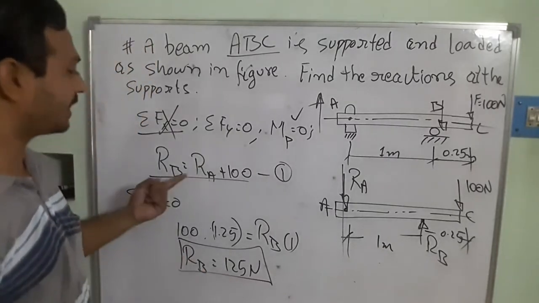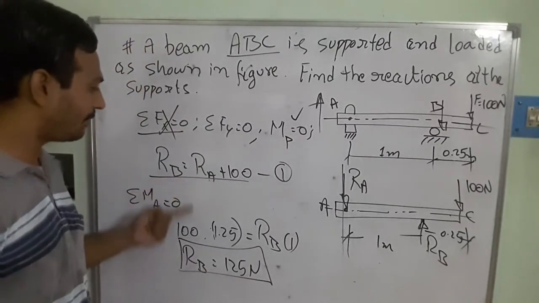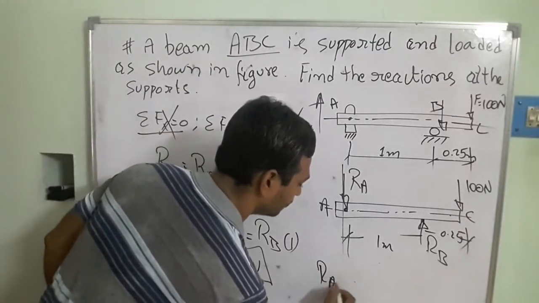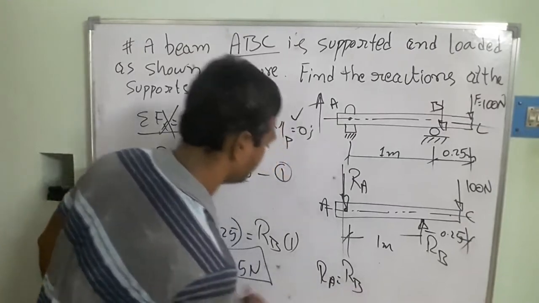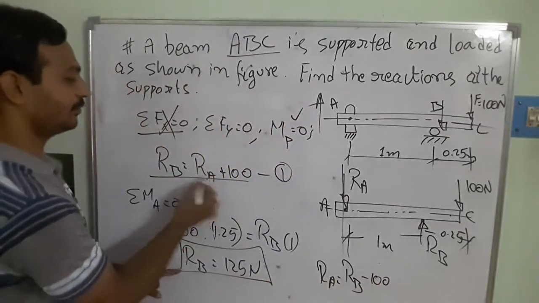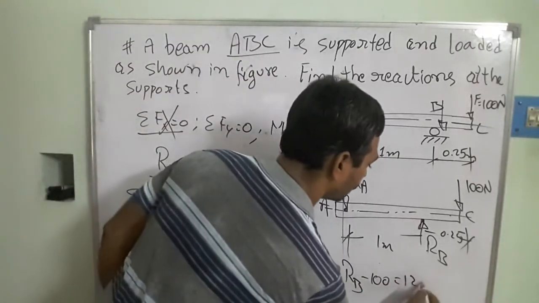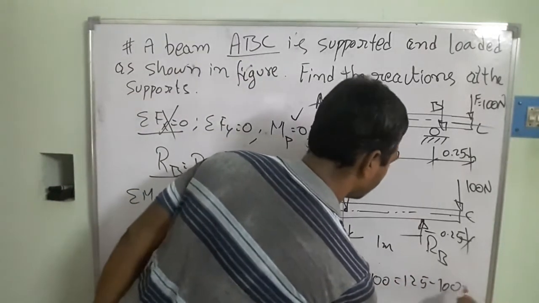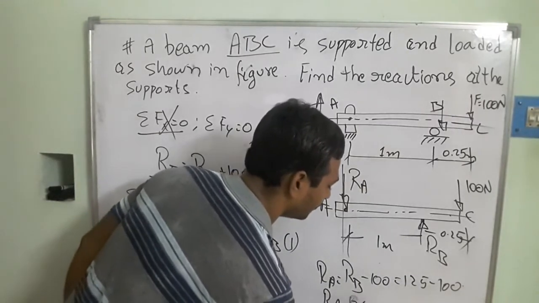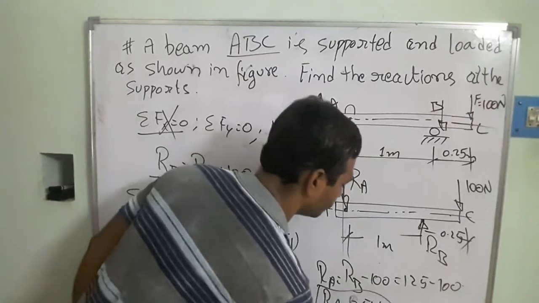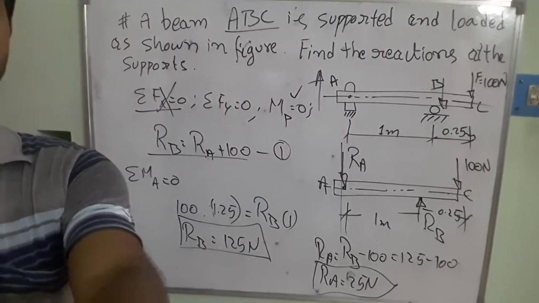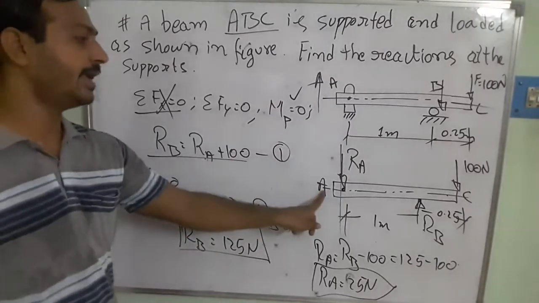When I substitute this in the equation, I will get RA. RA is equal to RB minus 1000. I am substituting RB in equation 1, so that is 1250 minus 1000. So finally RA is equal to 250 newtons. This way we solve for the reaction forces at B as well as at A.